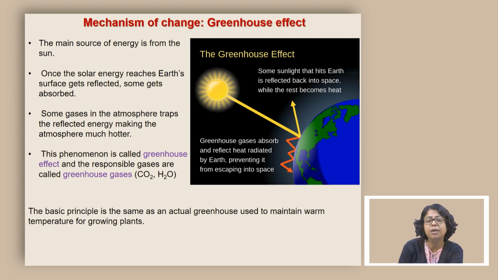So, we talked about changing the composition of the atmosphere through volcanism or through anthropogenic impact, and one of the ways of doing it is by adding carbon dioxide and water vapor. Now, carbon dioxide and water vapor are in gaseous form, and the main source of energy for the entire earth is the sun. Once the solar energy reaches Earth's surface, some gets reflected and some gets absorbed.